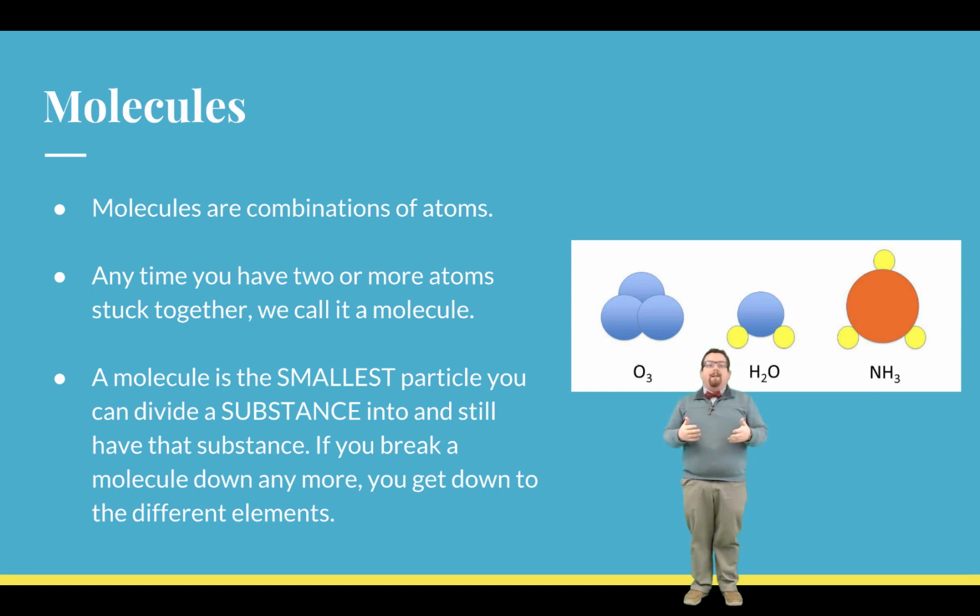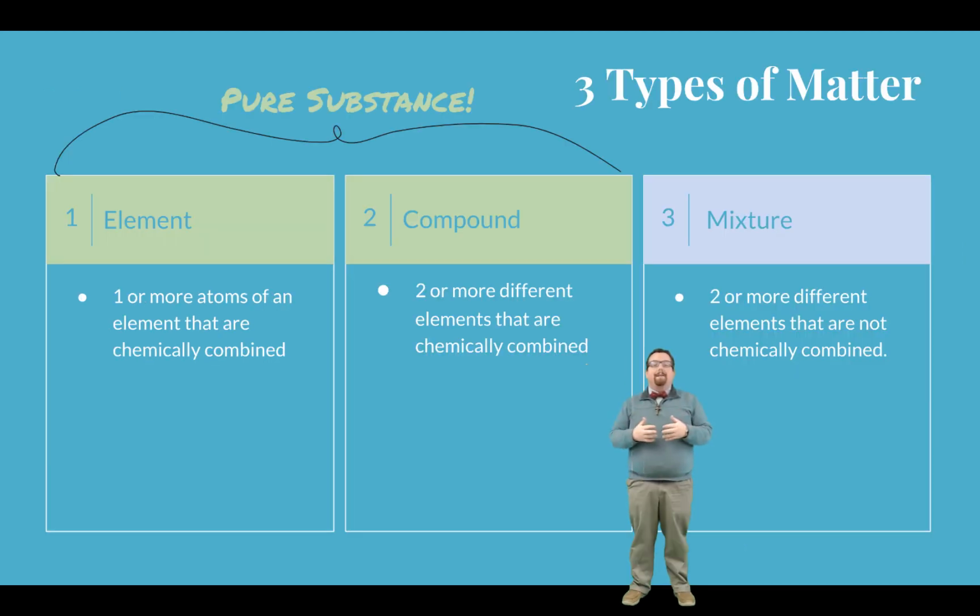The important thing to notice about all 3 of these examples is that you have more than 1 atom, and those atoms are stuck together. They can't move away from each other. They are bonded chemically to each other, and that's what makes them a molecule. Okay, so now we know that we can have atoms or molecules. Those are basically the 2 different types of matter that we can have.